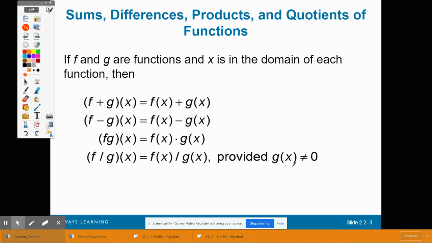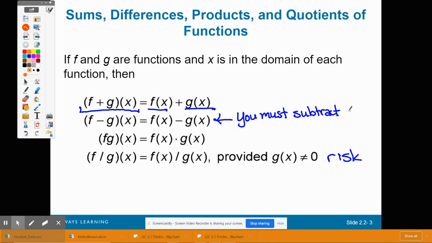We have to be super careful when dividing because you cannot divide by zero. When you divide, you're adding a risk. But the big thing is they'll have this notation, and all we're going to do is separate it into f of x plus g of x. On subtraction, when it has f minus g in parentheses, we'll separate to f of x minus g of x. You need to be careful on this one. You must subtract all the pieces, which will mean you're probably going to have to distribute.